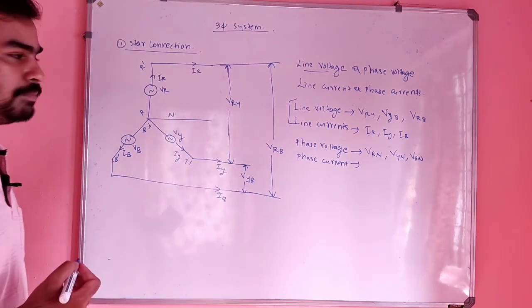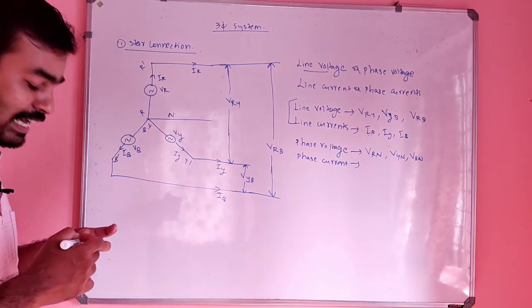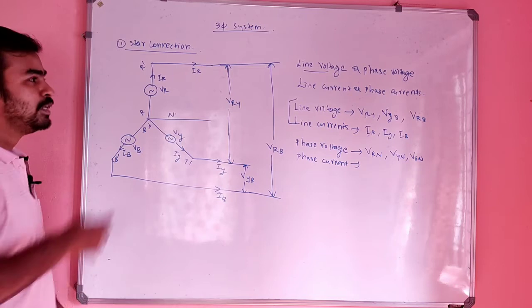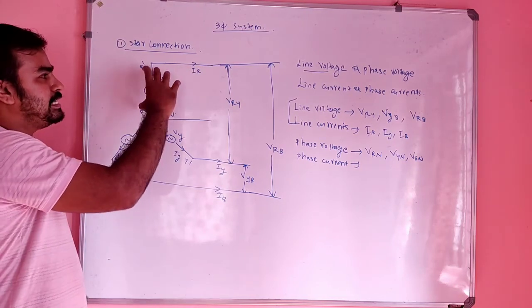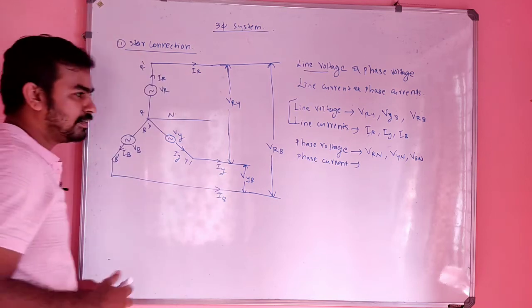What is phase current? It is nothing but the current in each phase. The current in each phase is called the phase current. What is the current in each phase? This is the R phase. The current in this phase is nothing but IR.